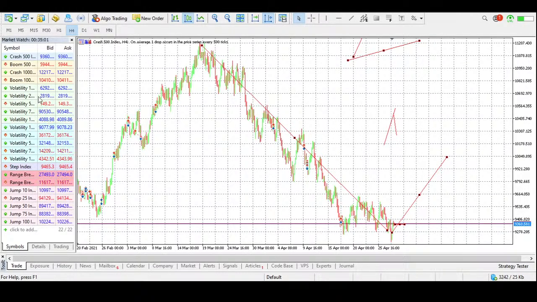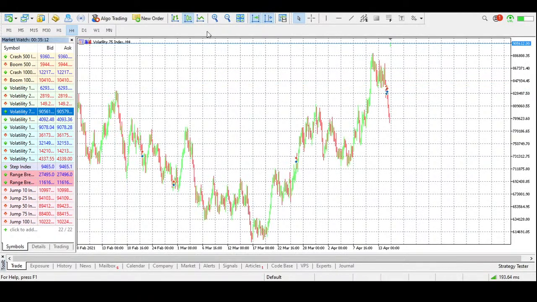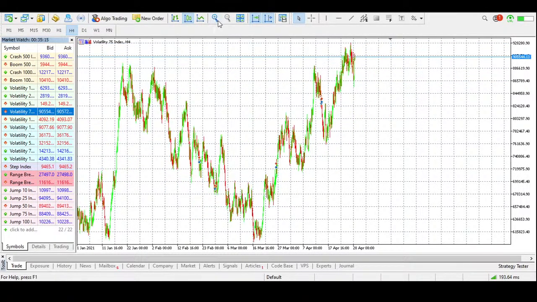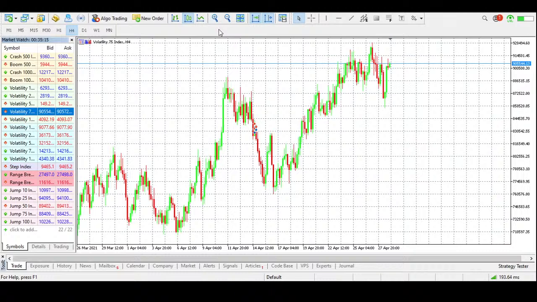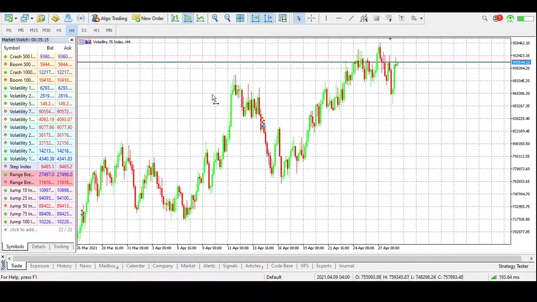I'm looking to come up with a bot that trades with recoveries, or trades what we call hedging. So let's take a look at something like Volatility 75. Now there's one crazy strategy I wanted to introduce to you guys.